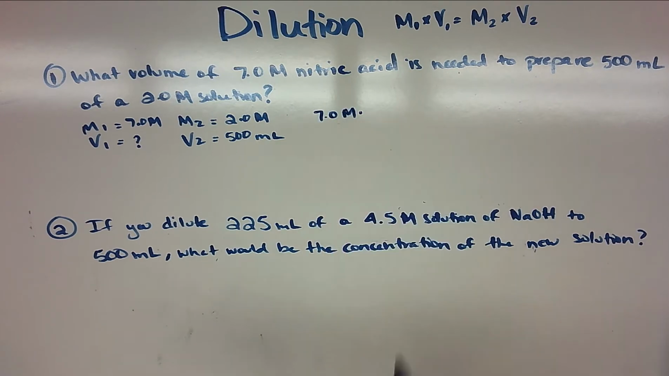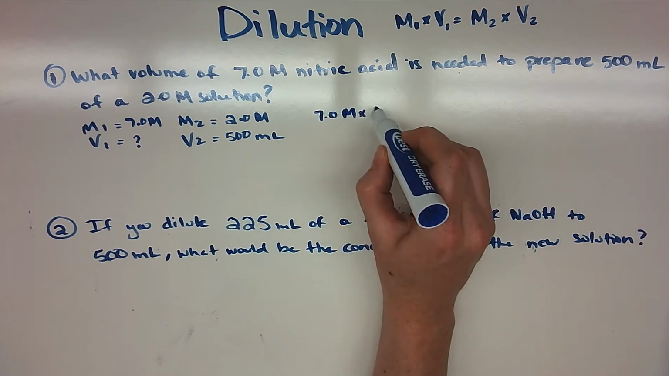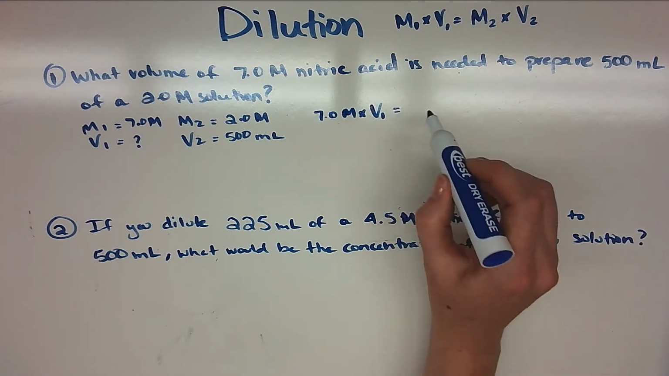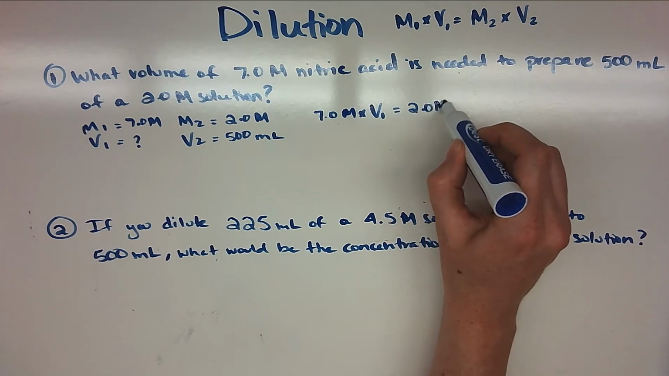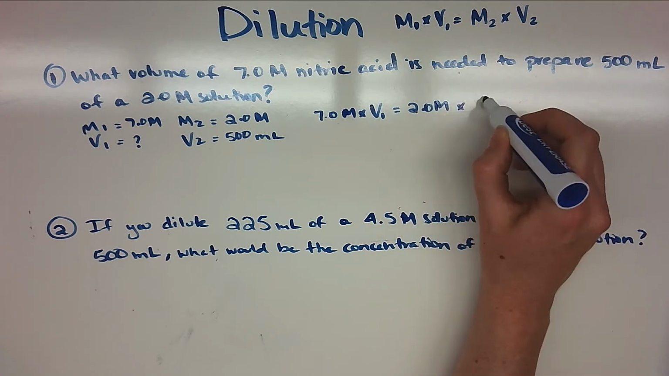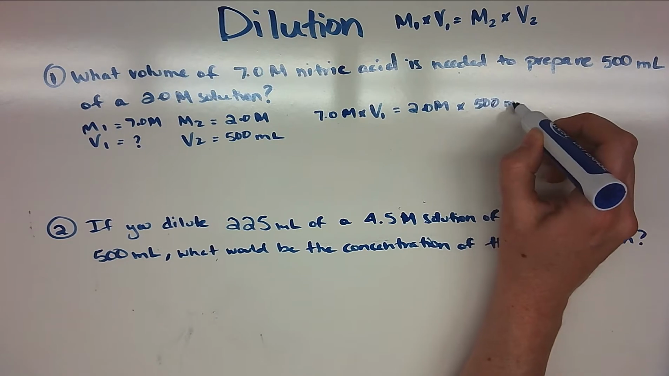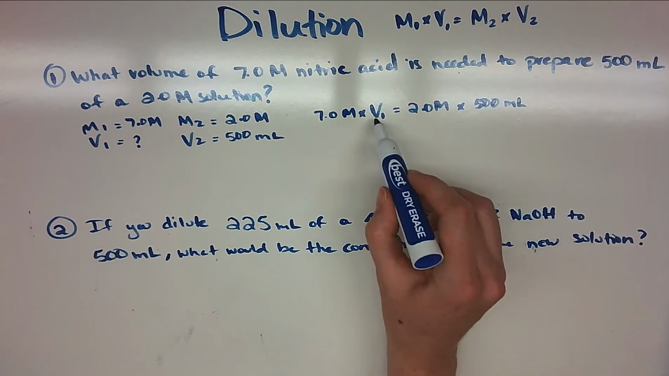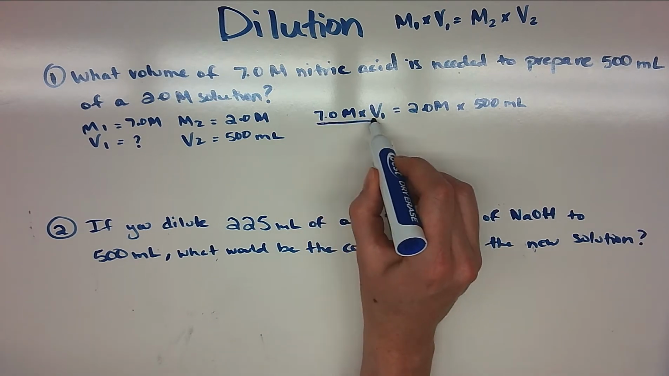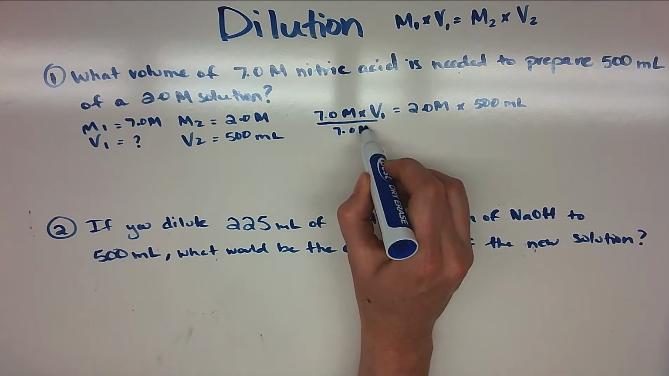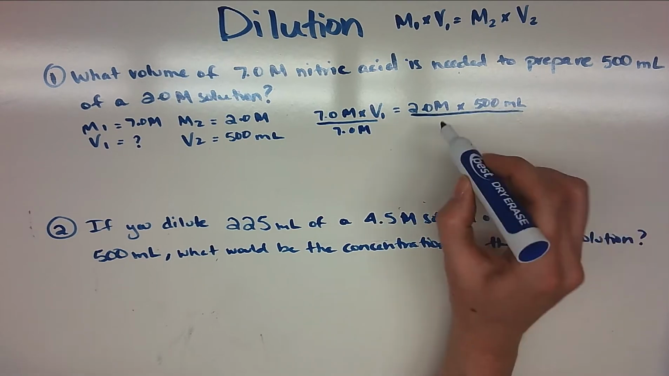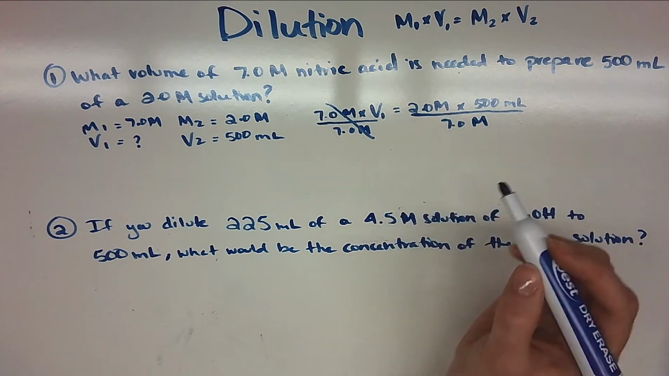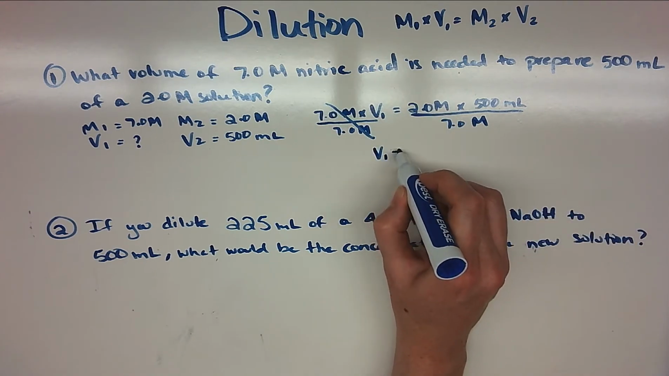So 7 molar times V1, that's going to be my variable, is equal to 2 molar times 500 milliliters. Now I'm going to rely on my algebra skills to get this variable all by itself. To do that, I'm going to divide both sides by 7 molar. These will cancel out and I'll be left with volume.